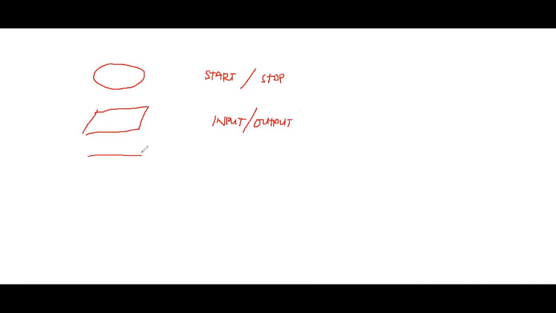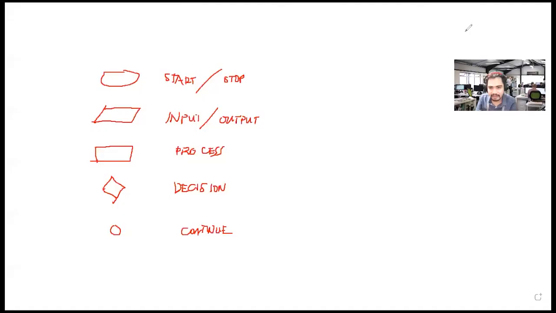Okay, so aside from that, we also have a rectangle. Hindi yung parallelogram, rectangle yan. This is your process. And of course, the end part is oblong for stop. And merong maliit na circle, this is the continuation. Record ko rin to.